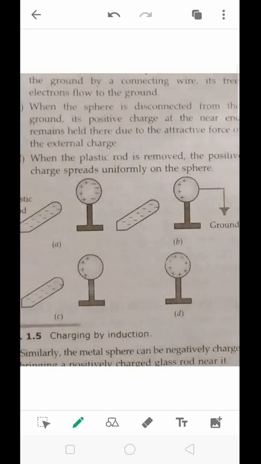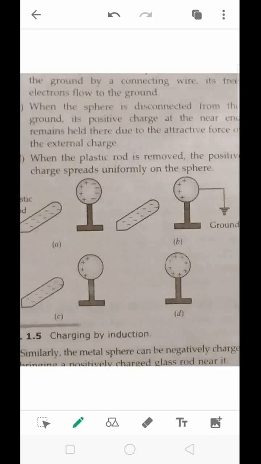That means in this experiment, we have understood how a metallic sphere, by using the process of induction, can be converted into a positively charged body. If it has to be converted into a positively charged body, then what should be done? A negatively charged plastic rod should be brought near. If our aim is to make a metallic sphere into a negatively charged body, you might have understood what type of charged body should be brought near.